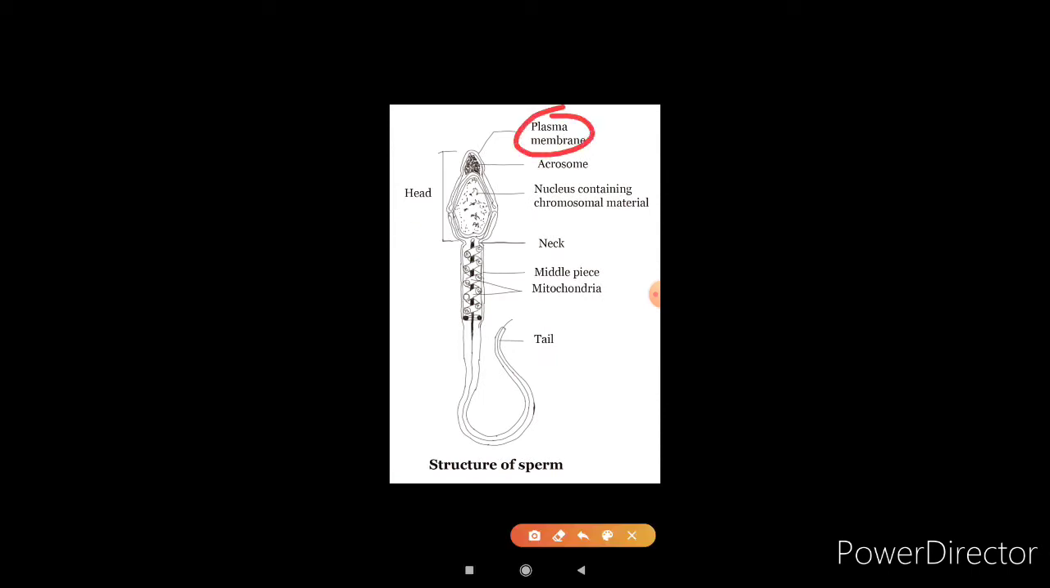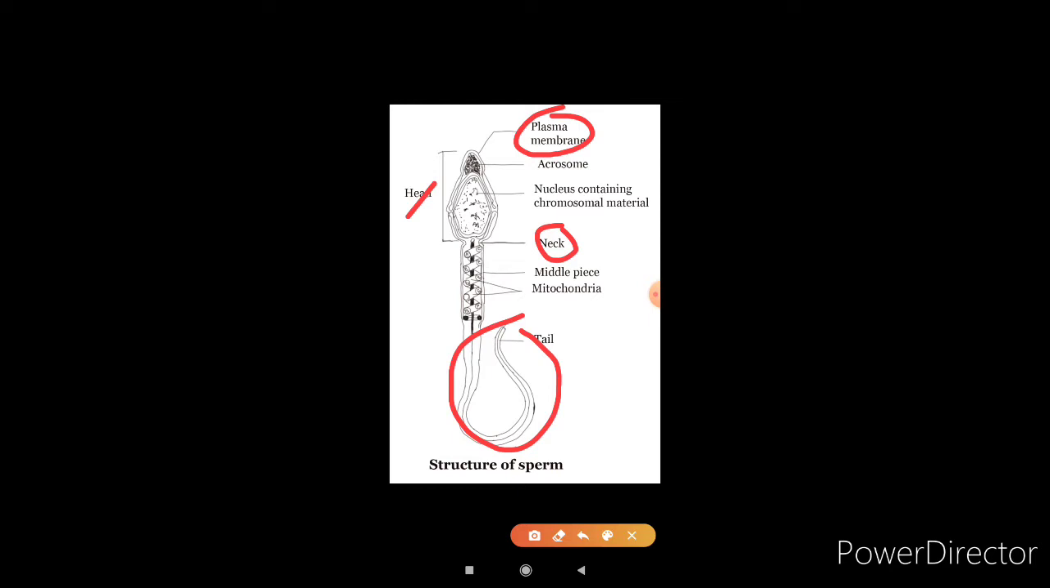The plasma membrane covers the whole of the sperm. Now, three structures you can see in the sperm: the head region, the neck, and the tail region. This is the tail. The sperm head contains an elongated haploid nucleus, containing chromosomal material, DNA, and, as I told you, basic proteins.